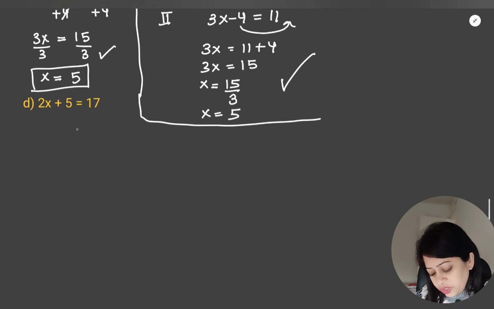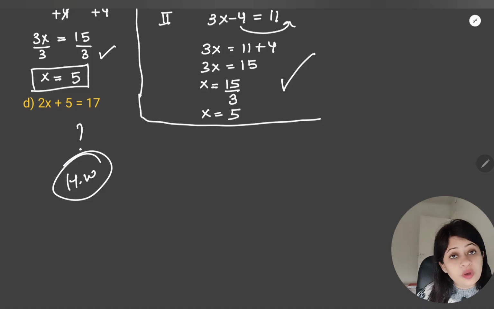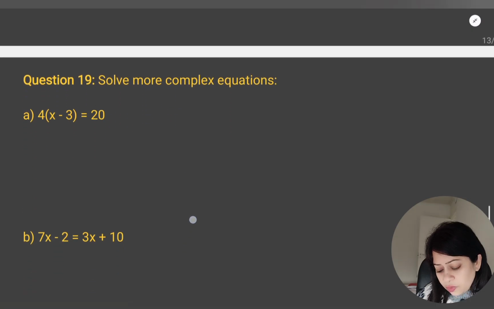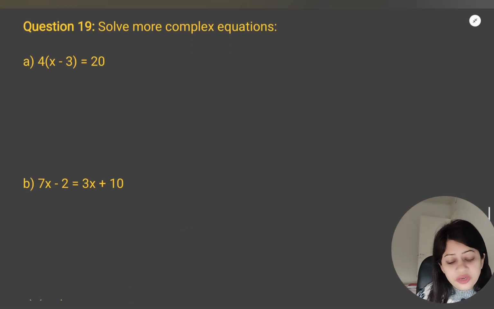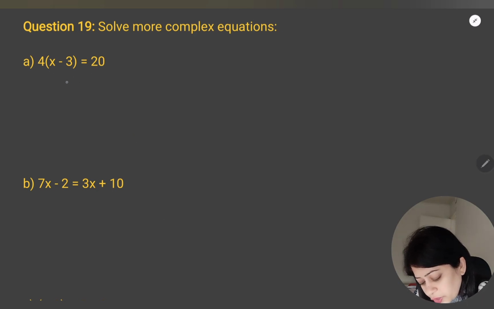Okay. This question you will solve yourself. This is a homework for you. You can click a picture and post it in the comment section, or you can solve it there as well. Okay. Now you have some complex questions. The question is, you need to solve for x. 4, okay, 4 multiply x minus 3 is equal to 20.